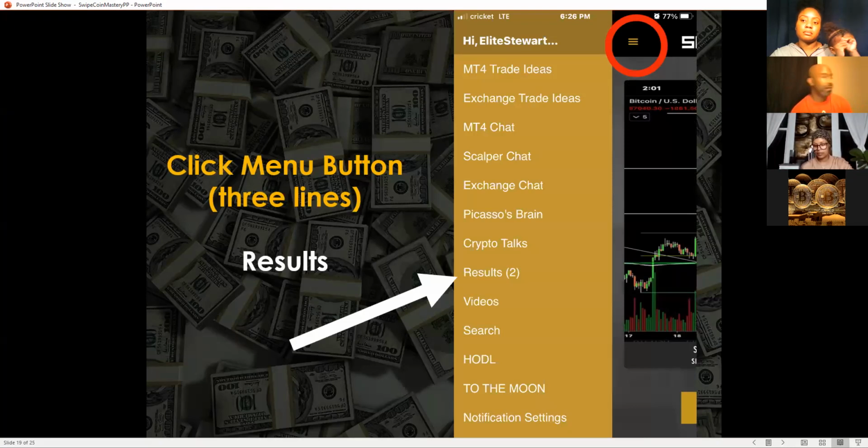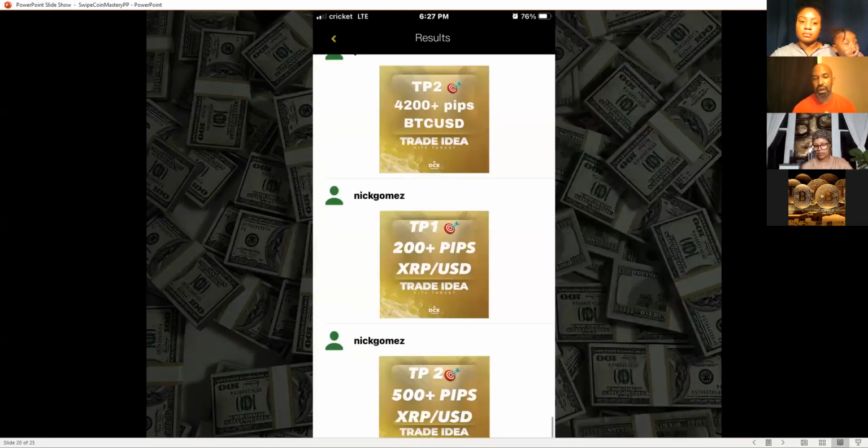The next one is going to be results. The results are going to be also given by Ivan Paychecks. This is going to let you know the different trade ideas, how they have went, whether they have been maybe a loss or a break even, or if they hit take profit, or things of that nature. So this is going to be a good idea.